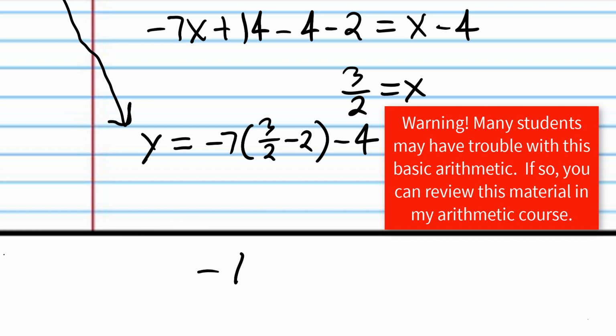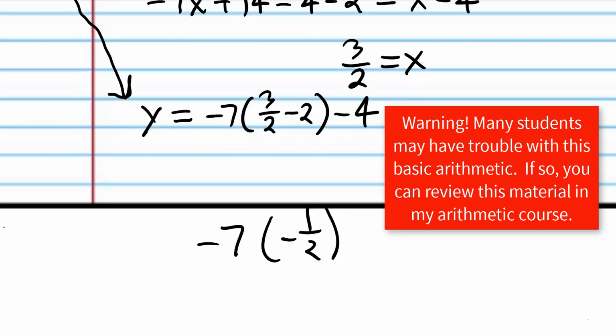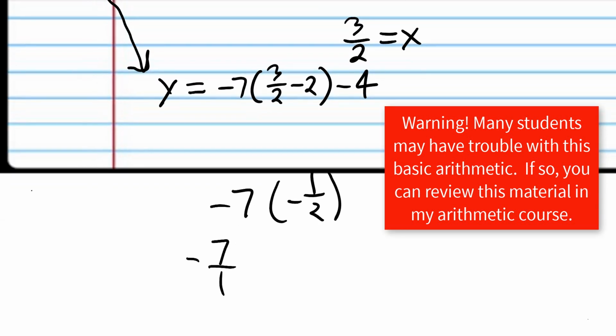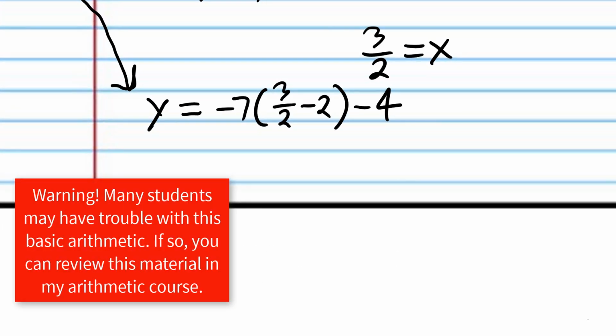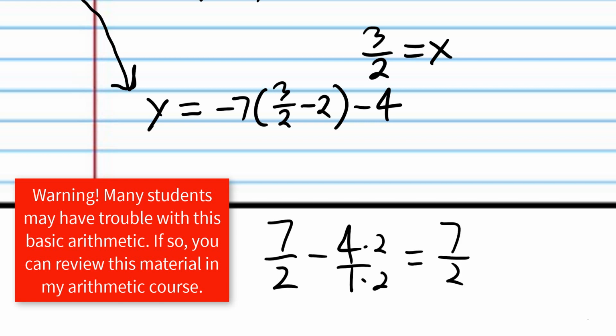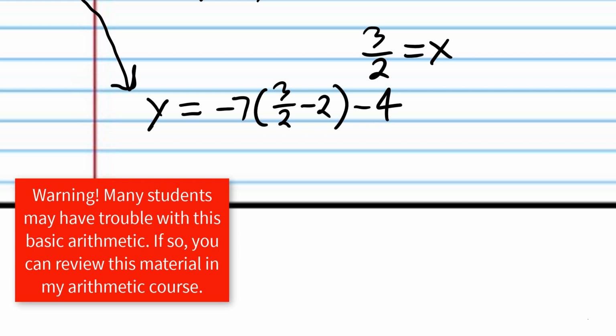Then you multiply negative 1 half times 7. 7 is the same thing as 7 over 1. So we have negative 7 over 1 times negative 1/2. Negative times negative is a positive. 7 times 1, 1 times 2, we get 7 over 2. These are all things that you should have learned in my arithmetic course. Then you get 7 over 2 minus 4. Write 4 over 1, multiply both sides by 2, and you get a common denominator. Now we have 7 over 2 minus 8 over 2, and that is just negative 1/2. So all of that simplifies to negative 1/2.